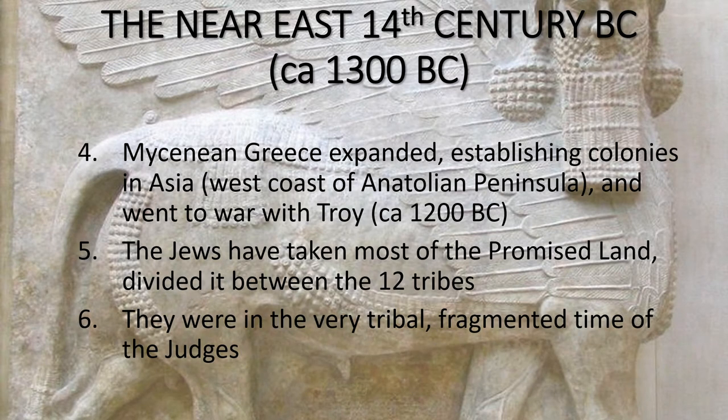All right, Mycenaean Greece, as I said, has expanded. They're establishing colonies in Asia. That's the west coast of the Anatolian Peninsula. What is modern day Turkey? And during this time, they will go to war with Troy. That's approximately 1200 BC. Again, the Jews have taken most of the Promised Land, divided it between the 12 tribes, and they're living a very tribal, fragmented time during the time of the Judges.